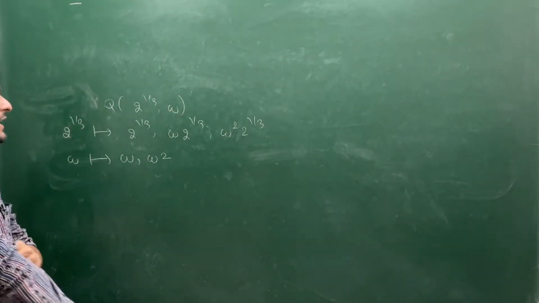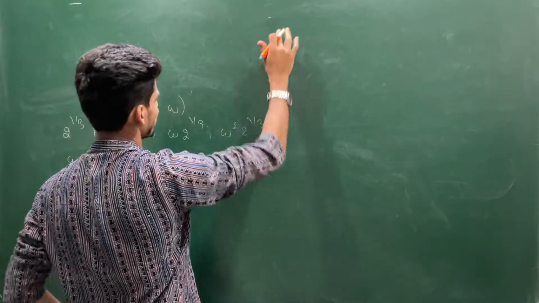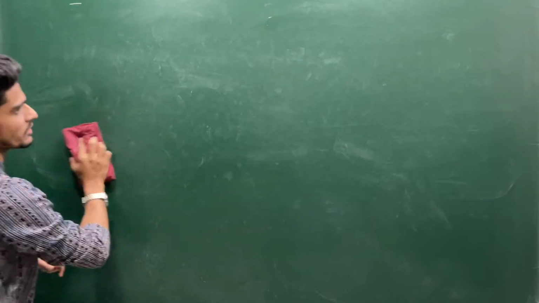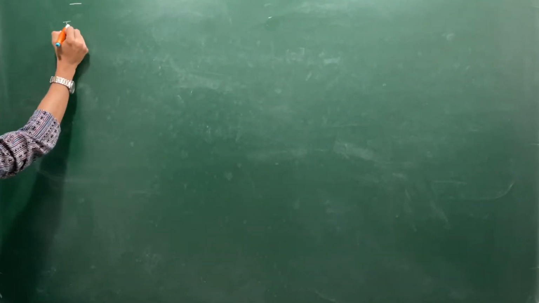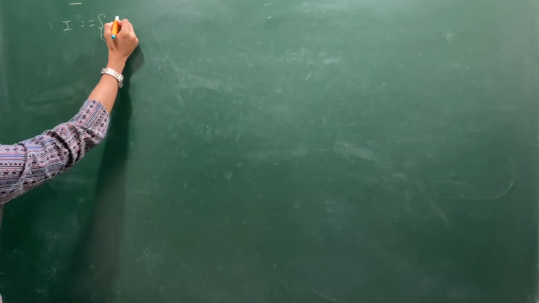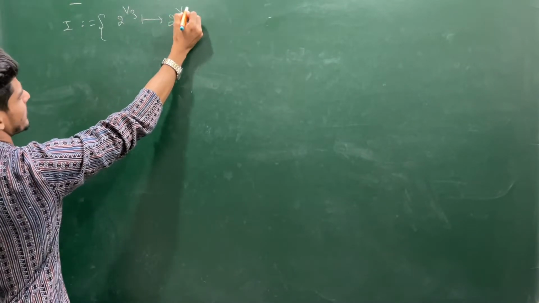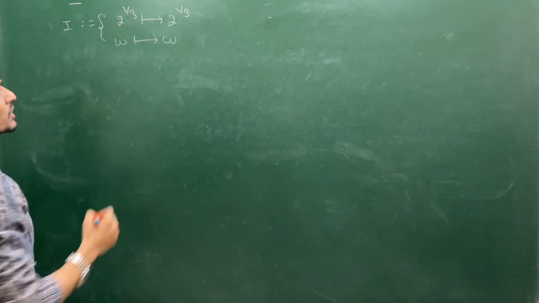Let's create this identity element in a nice manner. Okay, I am removing this thing so that I can make you feel more comfortable on this board. So you keep everything in your mind. Identity map is defined as 2 power 1 by 3 goes to 2 power 1 by 3 and omega goes to omega. So this will be your identity map.